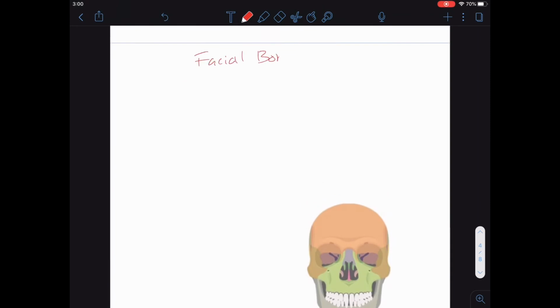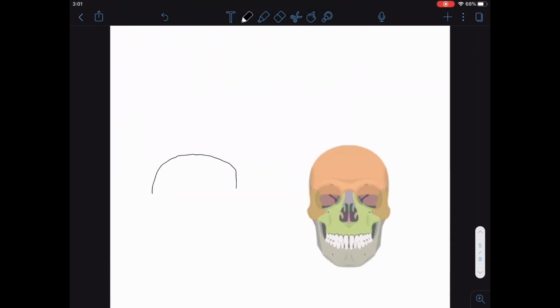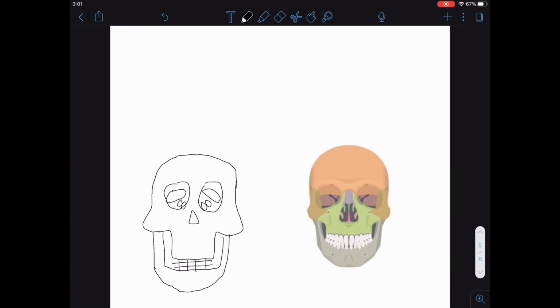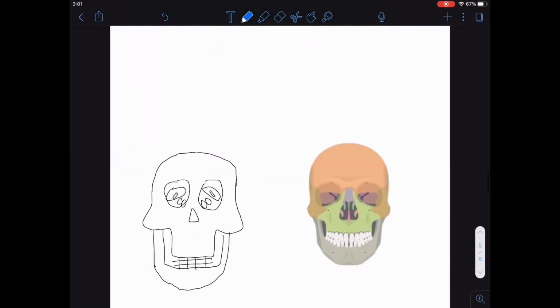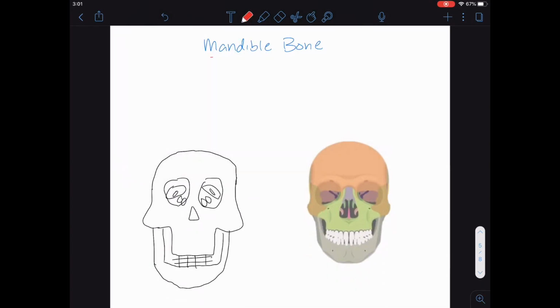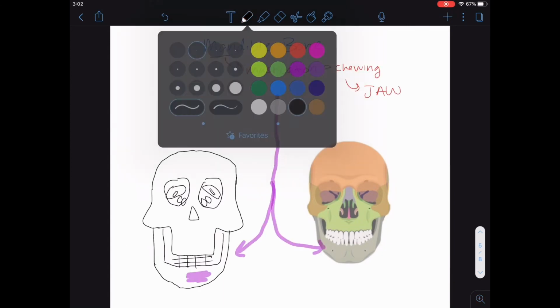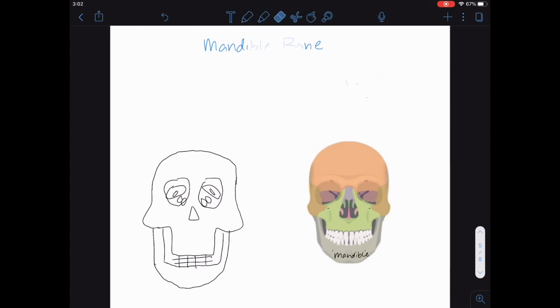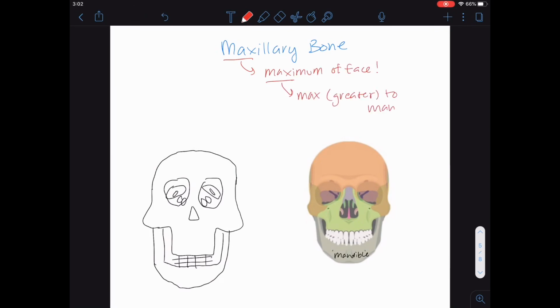Next, we have facial bones. You can draw out a skull to help you learn the parts of it, or you can just use an unlabeled image. First, mandible. Mandible sounds like mastication, which means chewing, so you know it's your jawbone. Then maxillary sounds like maximum, so you know it will be taking up the maximum space on your face, and be max to your mandible, meaning greater above your mandible.